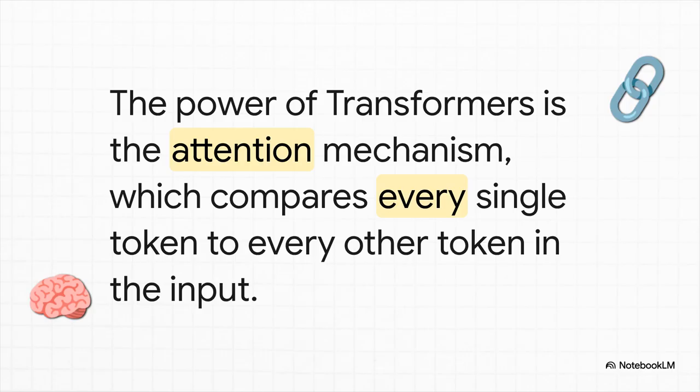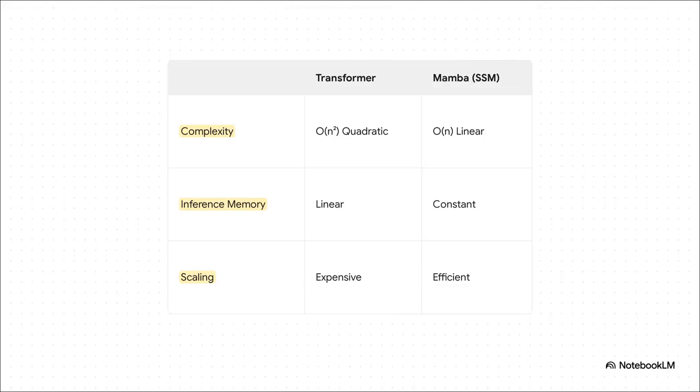You can think of it like this. For every single word in a sentence, the model literally stops and compares it to every other word in the entire document. This is how it figures out that "it" in a paragraph refers to a cat mentioned 10 pages earlier. It's this all-to-all comparison that gives it that incredible, nuanced understanding of context. But, and this is a huge but, that superpower has a crippling cost.